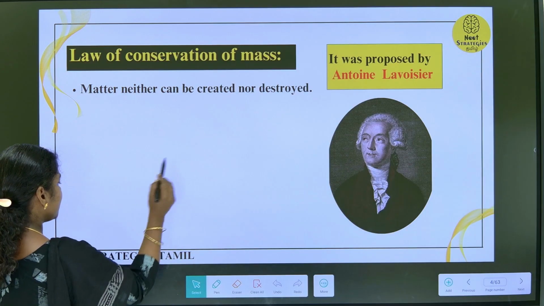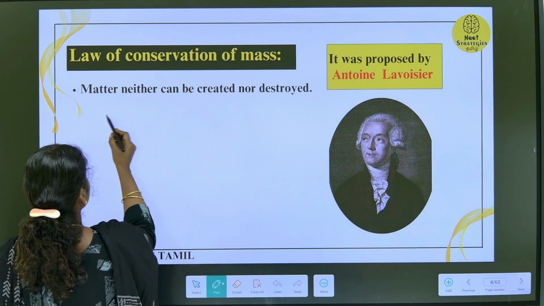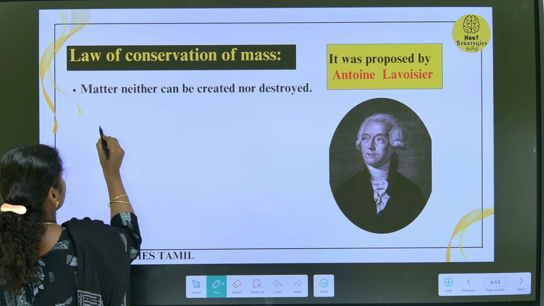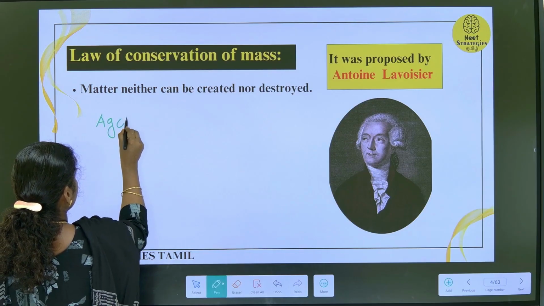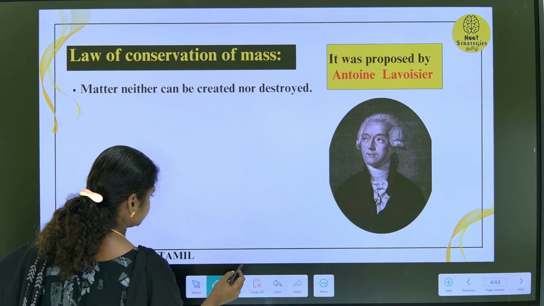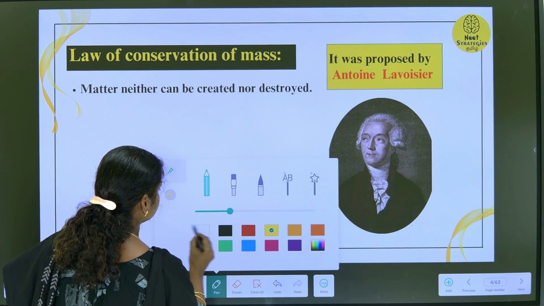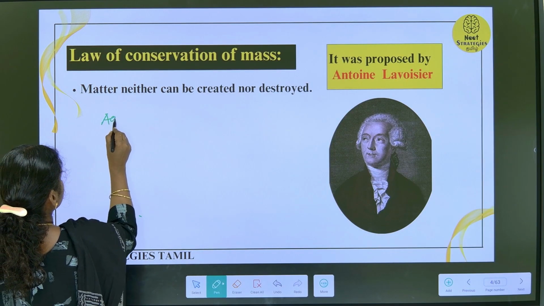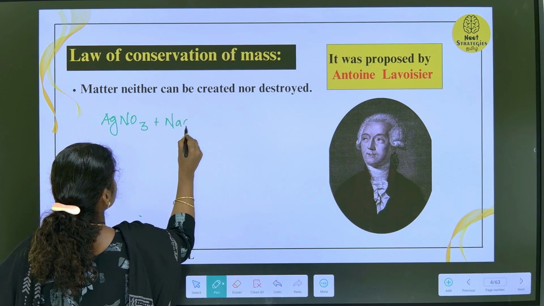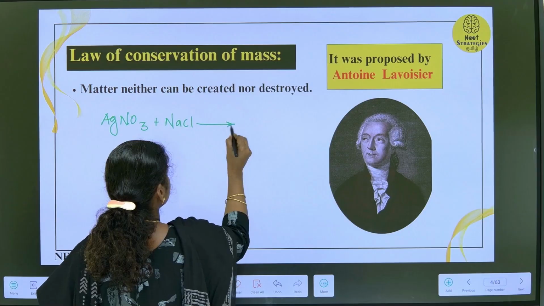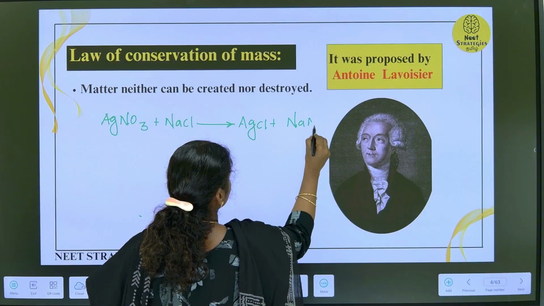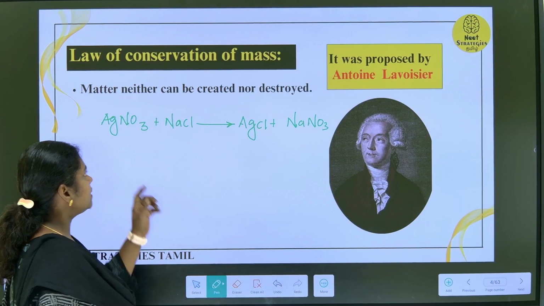Matter can neither be created nor be destroyed. So the mass of the product, for example in the case of silver chloride, which is formed from silver nitrate. We will take silver nitrate reacting with sodium chloride to form silver chloride plus sodium nitrate.